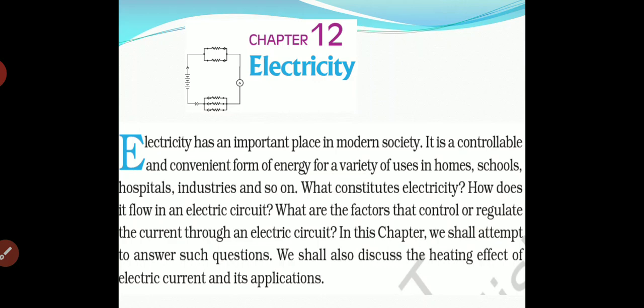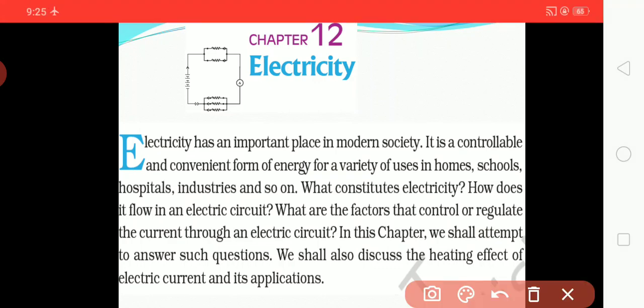Chapter 12, Electricity. Electricity has an important place in modern society. It is a controllable and convenient form of energy for a variety of uses in homes, schools, hospitals, industries, and so on.